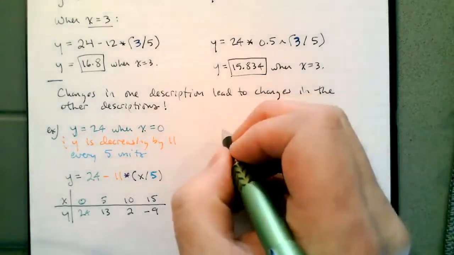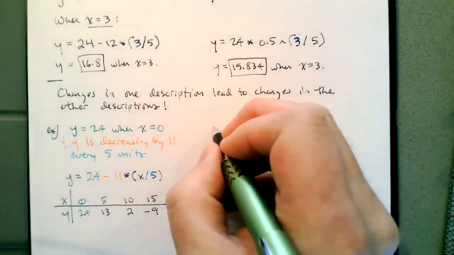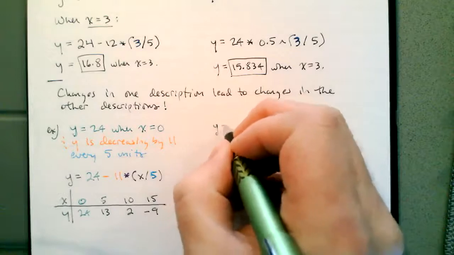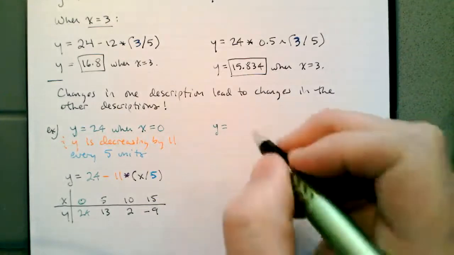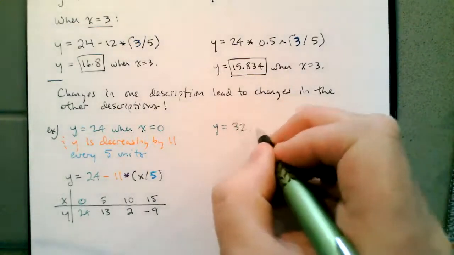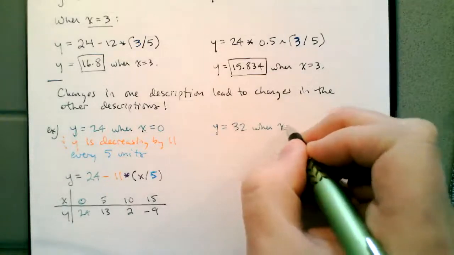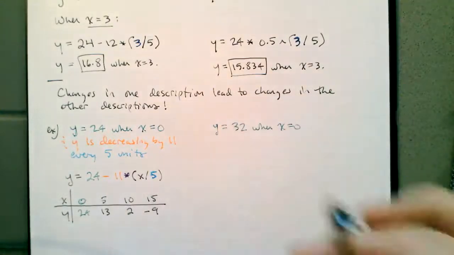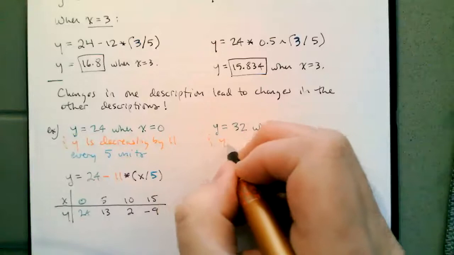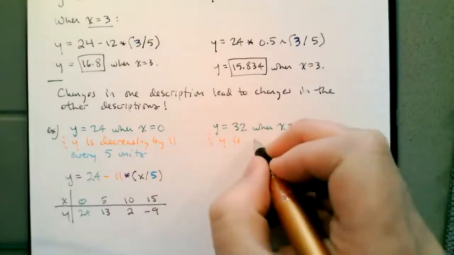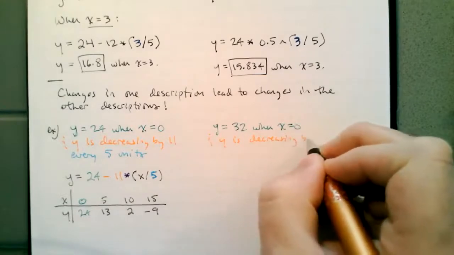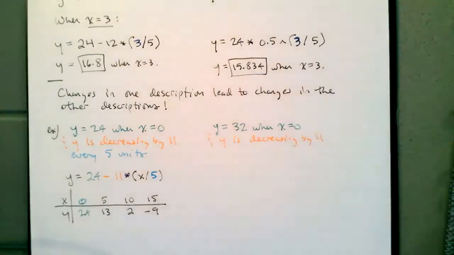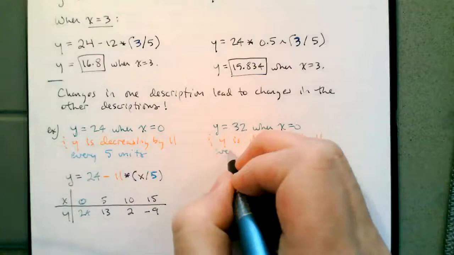If we change where things start, if I said y is equal to, looking back, it wasn't actually starting off at 24. It was actually starting off at 32. So y equals 32 when x equals 0. And y is decreasing by 11 every 5 units.